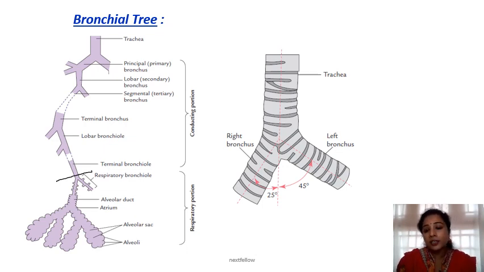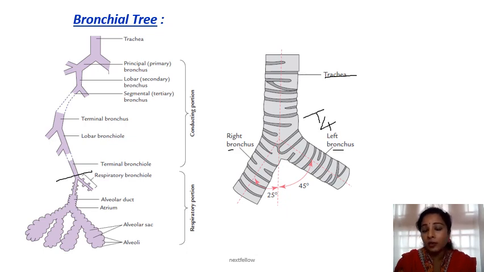And the bronchial tree is mainly for the conduction of air, where the air flows to and fro from the lungs to the external environment and from back into the lungs. If we start the bronchial tree, it starts with the trachea here. The trachea divides into right and left bronchus. It divides at the level of the fourth thoracic vertebra.